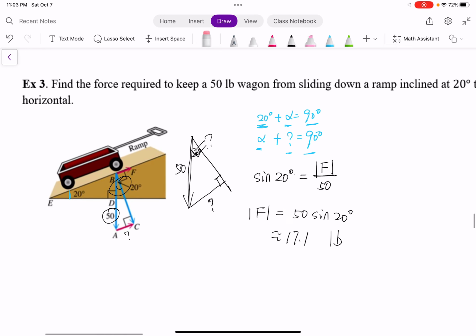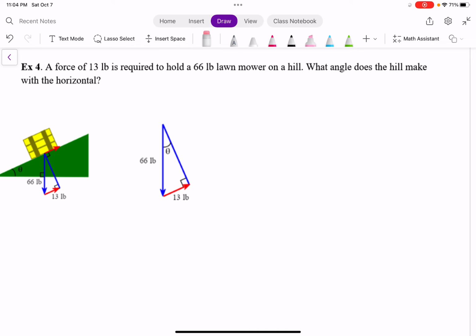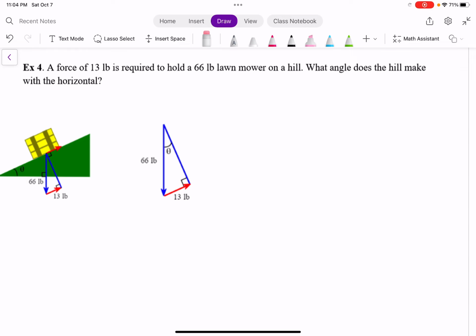How about the next one? Let's see the next one. Number 4: a force of 13 pounds is required to hold a 66-pound lawnmower on a hill. Oh, it's very similar to the previous example. What's the meaning of that? I have a lawnmower stay here, so I have a force going down because it's a 66-pound lawnmower. This force needs to be balanced with this one.